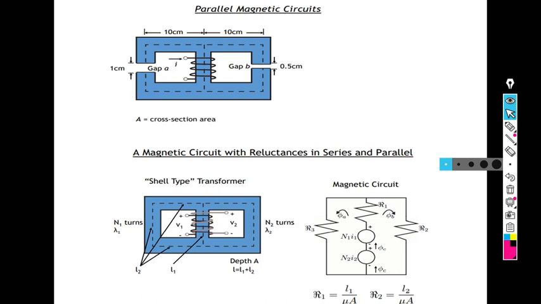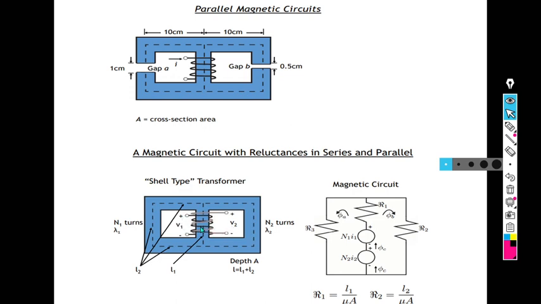Now here you can see this problem you can solve. This is a shell type transformer, and you can see there are two air gaps present, a central limb and an outer limb. I am taking the shell type transformer. If you cannot solve it, at least you can try to convert it into an electrical equivalent circuit. What I can see here is two magnetic circuits and two coils present. One produces V1, another V2.